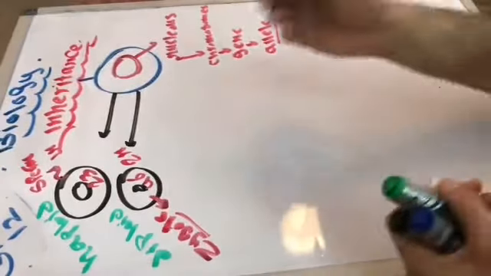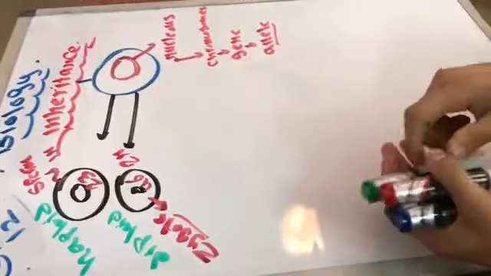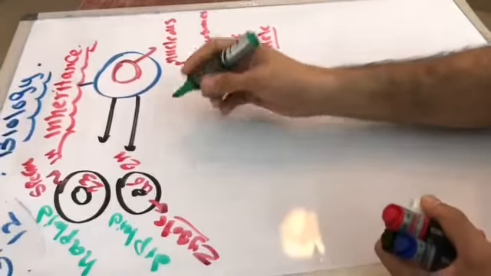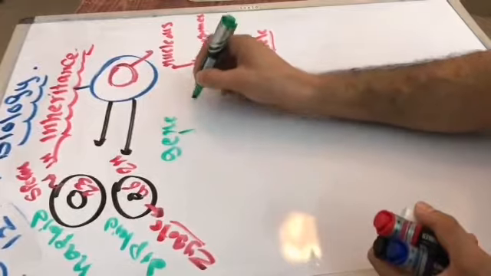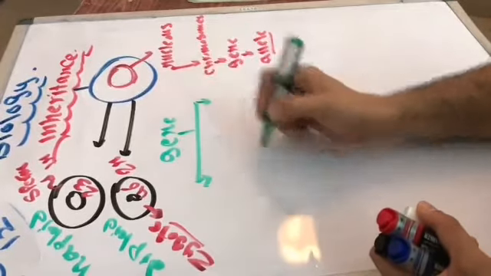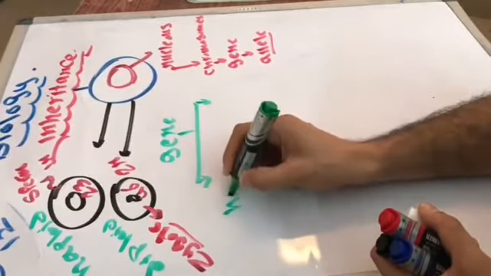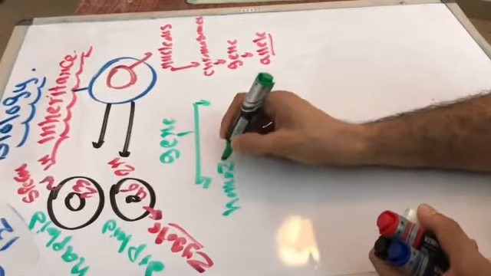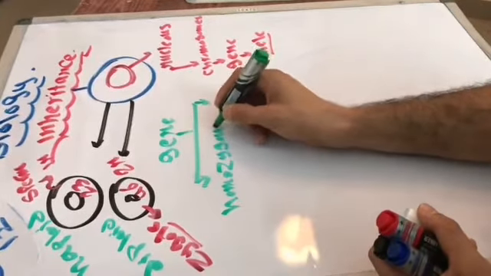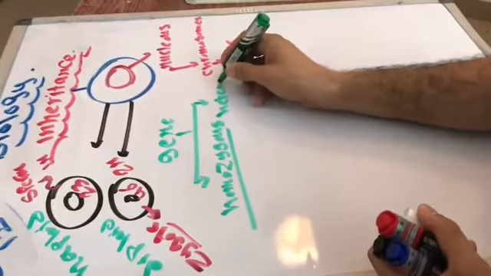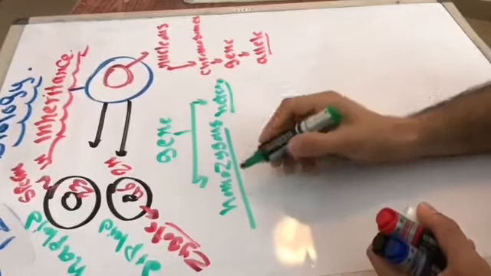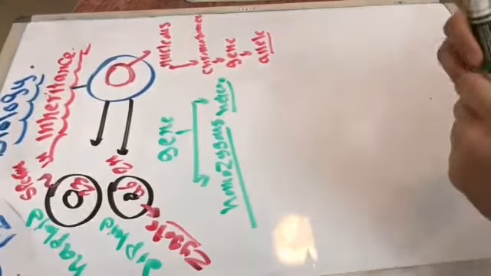And there is also another part for genes. They have two kinds: homozygous and heterozygous. Homozygous, heterozygous: two kinds of genes.